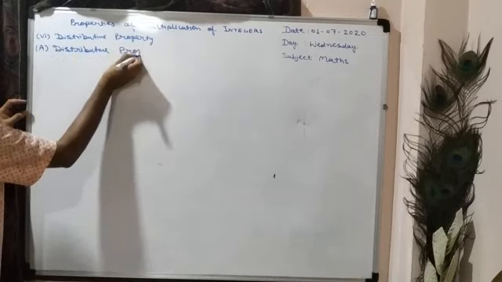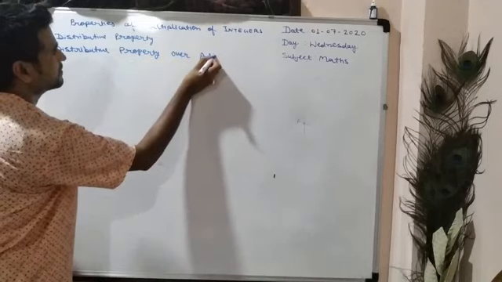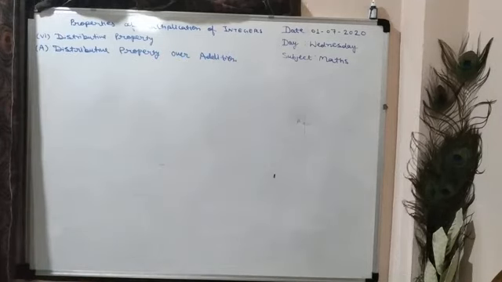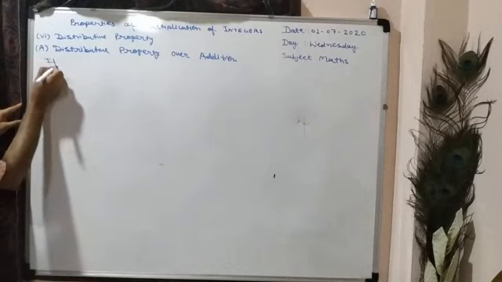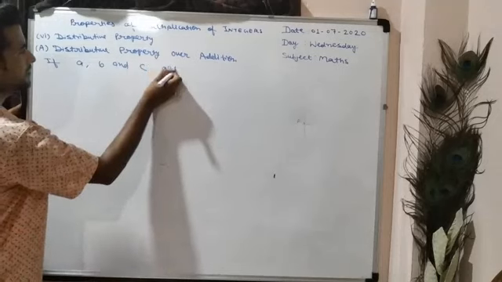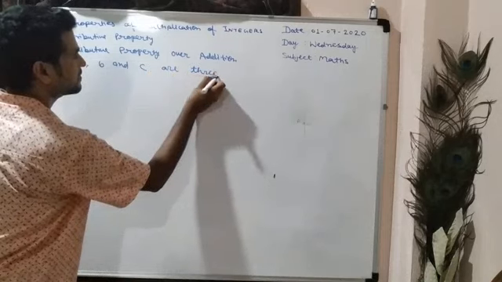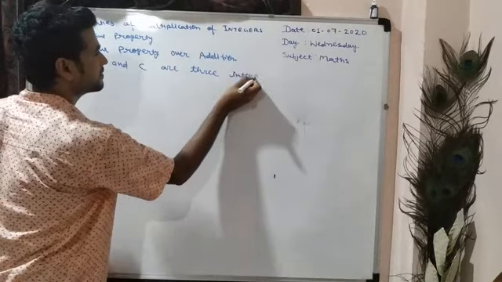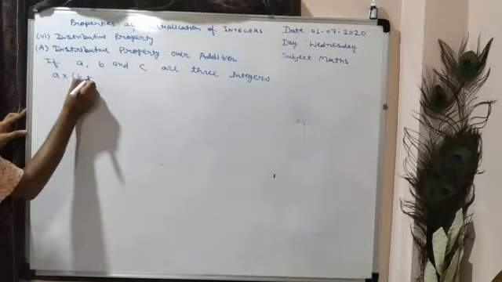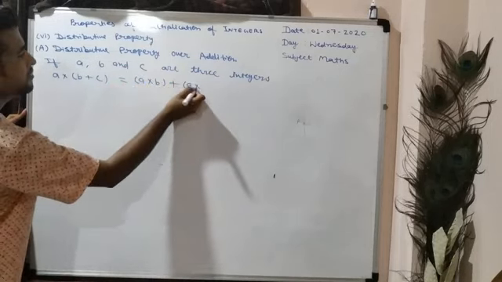Distributive property over addition. And what is distributive property over addition? If A, B and C are three integers, then according to this property we can write A into B plus C, it will be equal to A into B plus A into C.